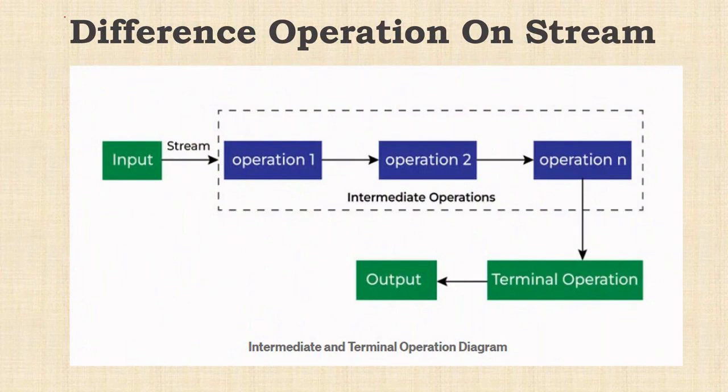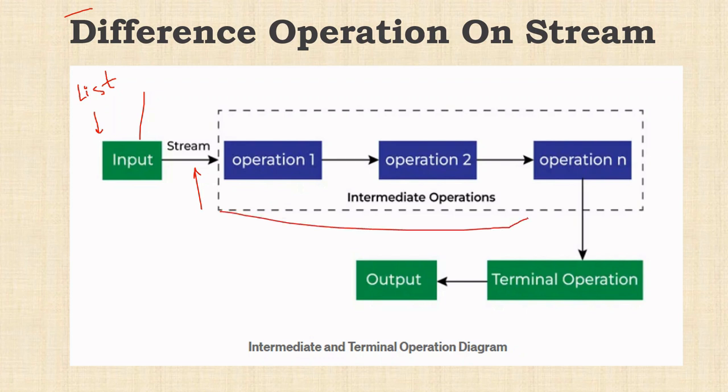So this is the architecture diagram of Stream API. We will try to understand how it works. This is the input. If you have a list of students, you can make it a stream. So our list will be the input, and with the input we can make it a stream, and with the help of the stream, we can perform the operations.